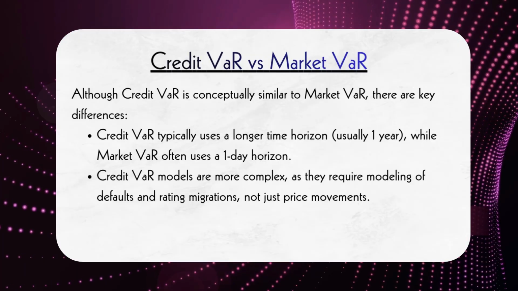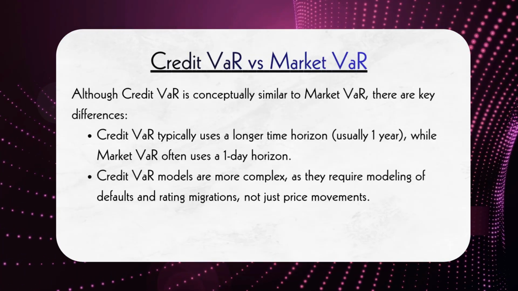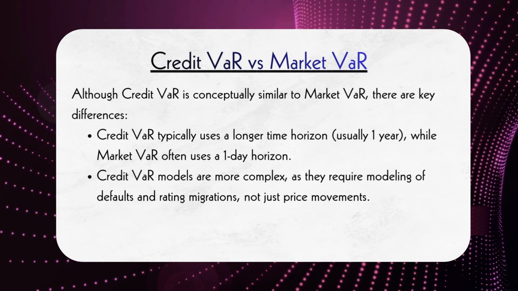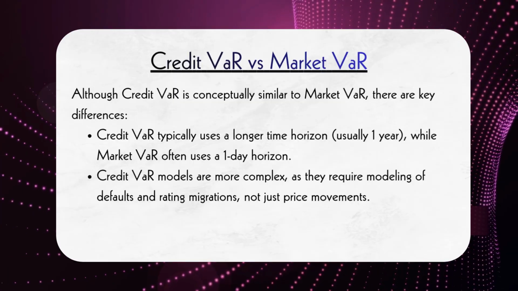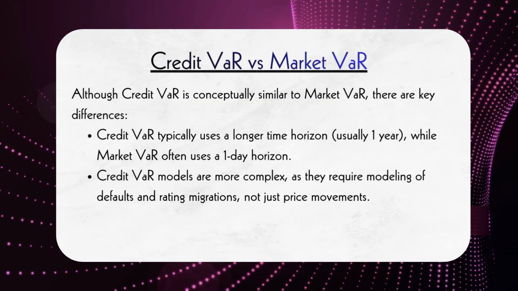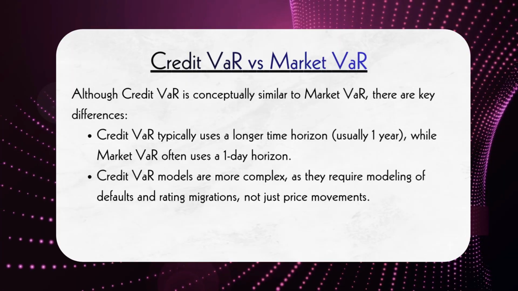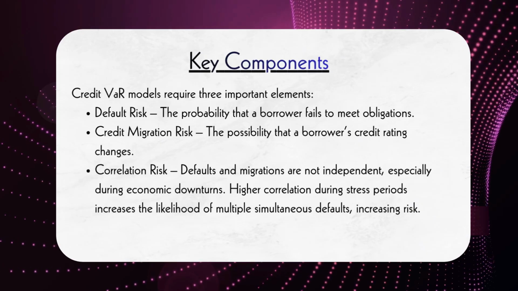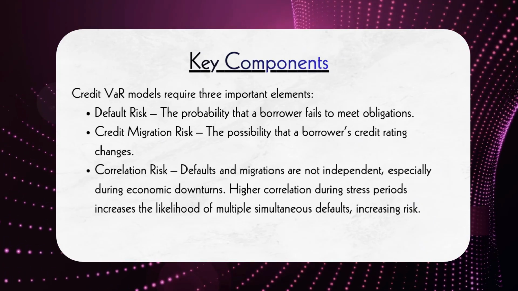Market VaR usually works with a short horizon like 1 day, whereas credit VaR typically uses a longer horizon, usually 1 year. Also, credit VaR models are more complex because they need to capture default events and rating changes, not just price fluctuations. Now, to calculate credit VaR, there are 3 key components we must understand.